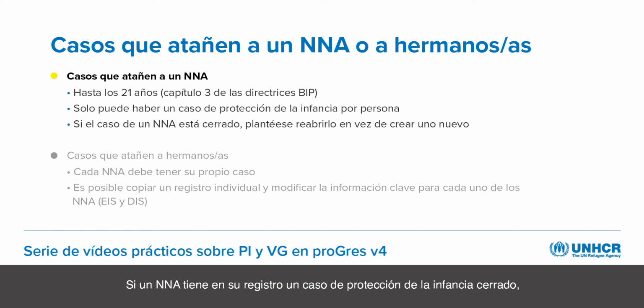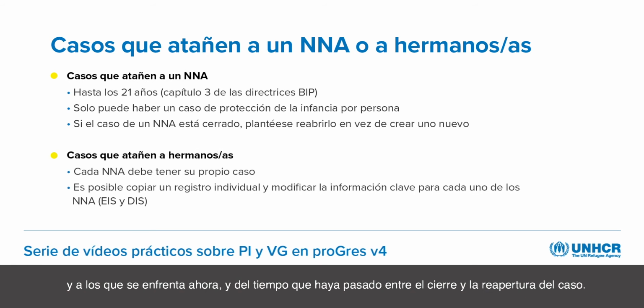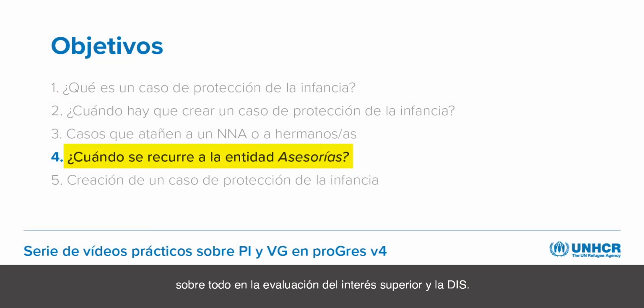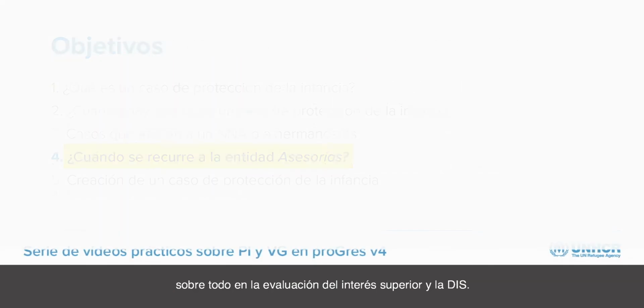If a child has a closed child protection case, consider reopening the existing case rather than creating a new one, depending on the nature of the past and current issues affecting the child and the time frame between the closure and reopening. If a child protection case concerns more than one child in a family, create individual child protection cases for every child. Individual records may be copied with key information changed for each child, particularly the best interest assessment and BID.